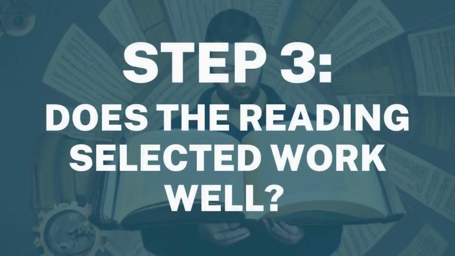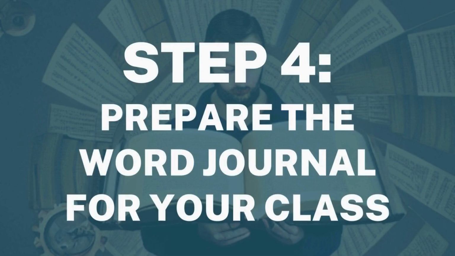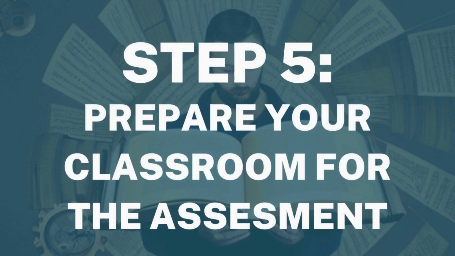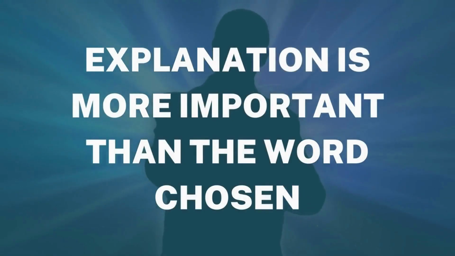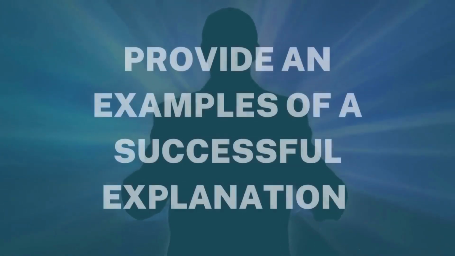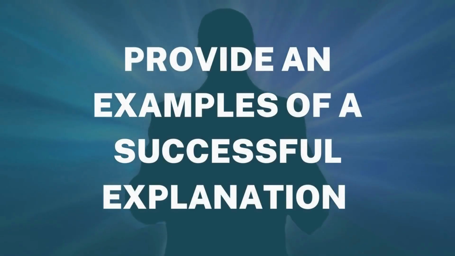Step 3. Determine if your exercise is feasible and productive. Try following your own directions first. Step 4. If you found the word journal to be useful and thought-provoking, then you can prepare one for your lesson plan. Step 5. The last and final step. Prepare your students by explaining that the word is less important than the quality of the explanation used to defend that choice. Be sure to include some ideas or examples as to what their explanation should contain.